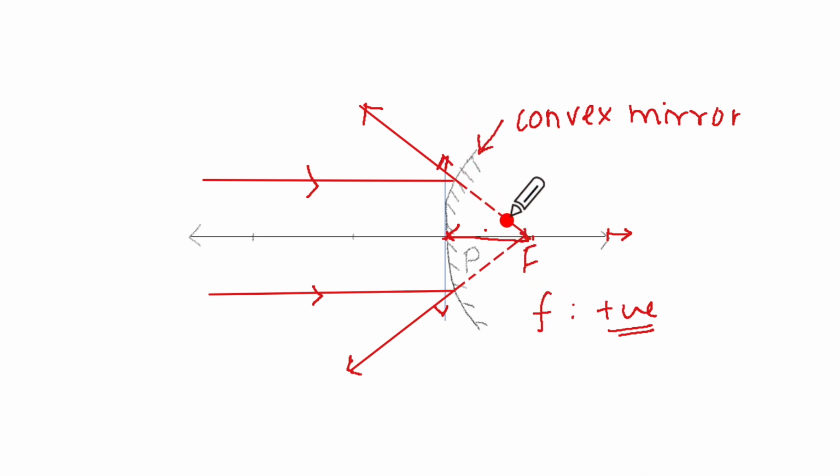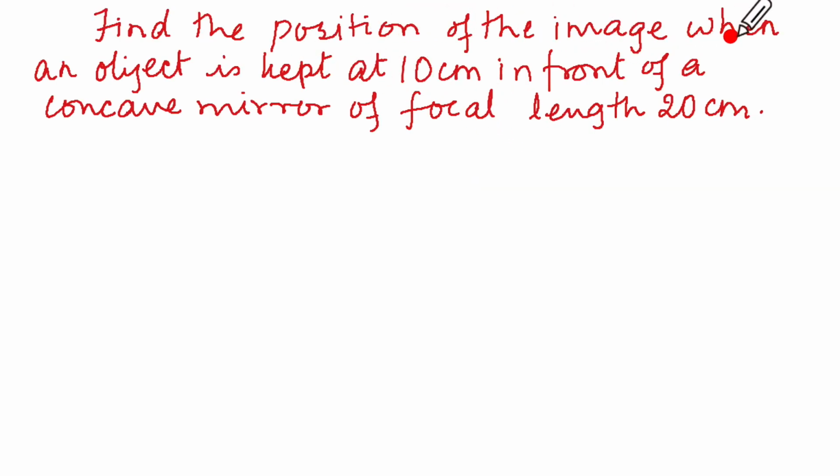Okay, so now that we understood this, let us take one simple question. Find the position of the image when an object is kept at 10 centimeter distance in front of a concave mirror of focal length 20 centimeter. Now because it is a concave mirror, remember its focal length, which is 20 centimeters, is going to be negative.